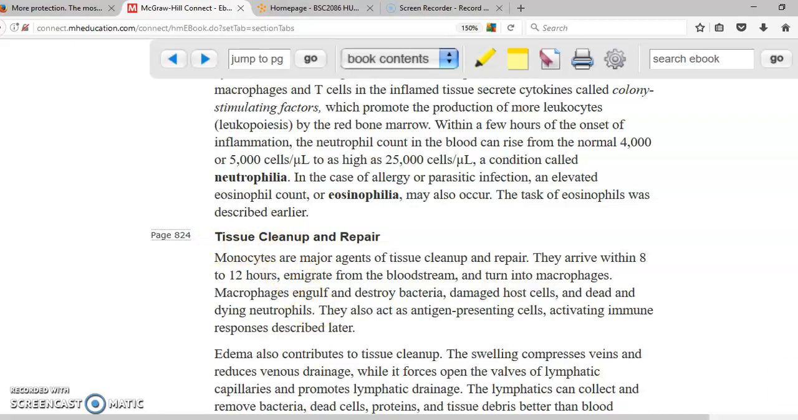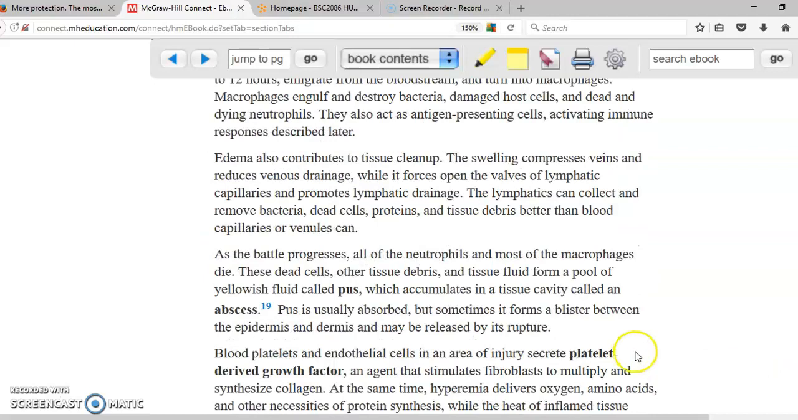So if we keep scrolling down, the repair is going to start because the platelets are going to provide platelet-derived growth factor that eventually is going to stimulate the fibroblast to produce more fibers in order to repair the area that was damaged due to the infection.